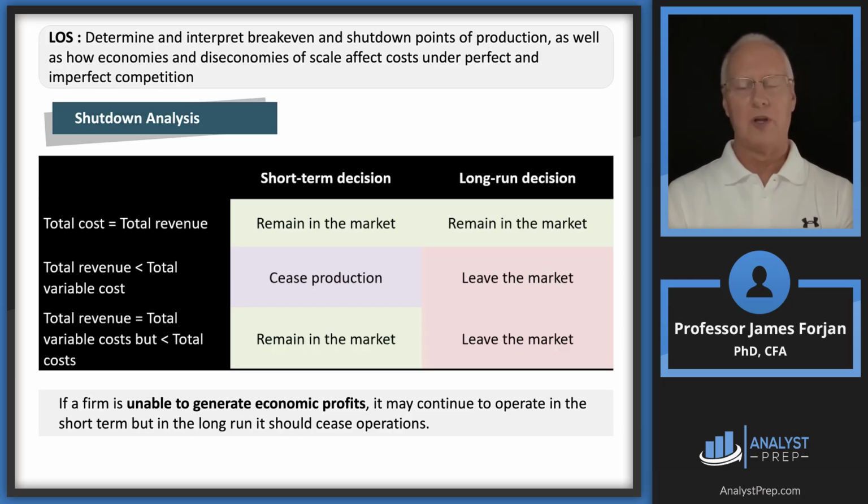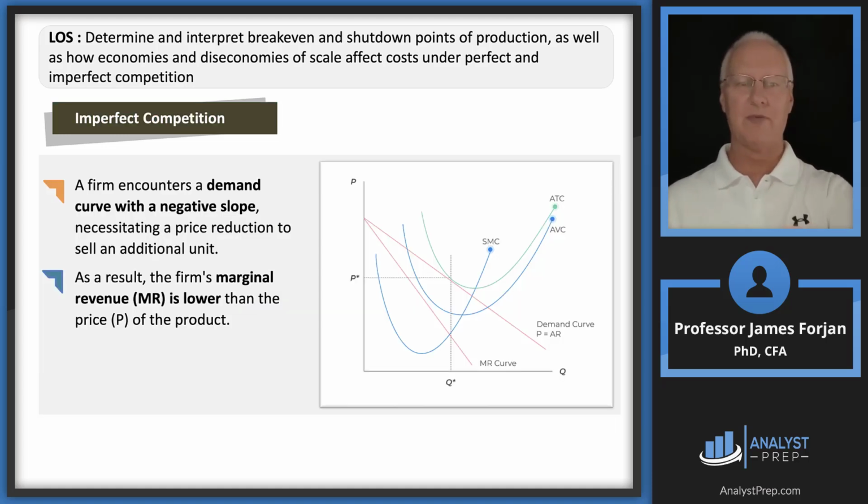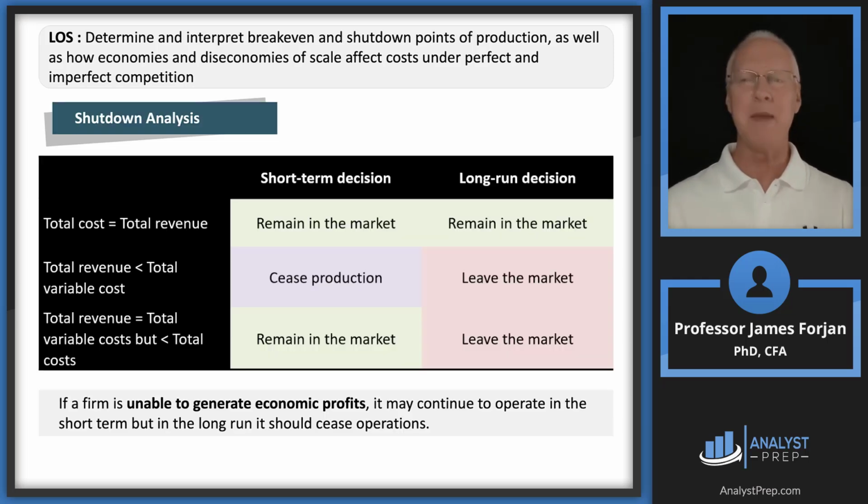The reading then goes on to a section that asks the question, what happens under imperfect competition if we just can't make any money? What does that mean? What is our shutdown analysis? So this goes back to break even. We're not producing enough to break even. So how do we do this?